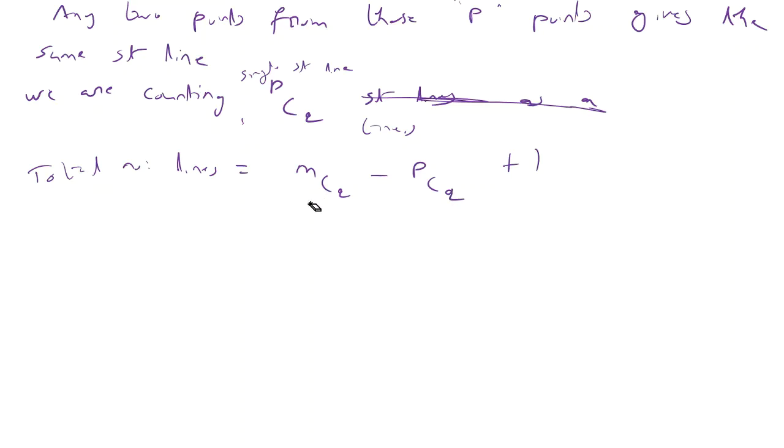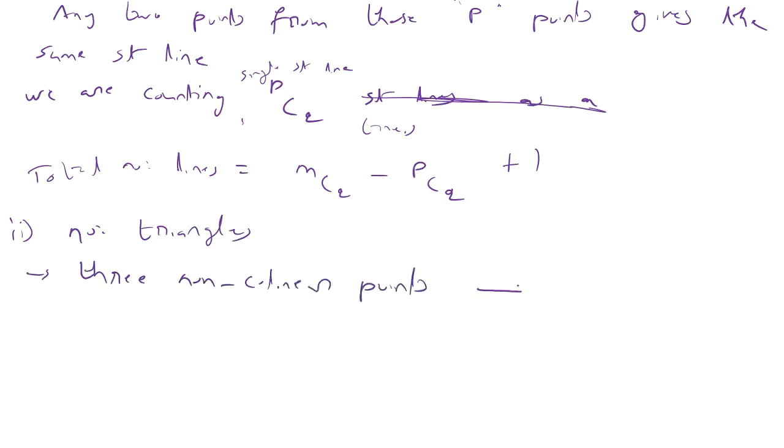Now let us answer the second question. Number of triangles. In order to form a triangle, we have to select 3 points. 3 non-collinear points give a triangle.